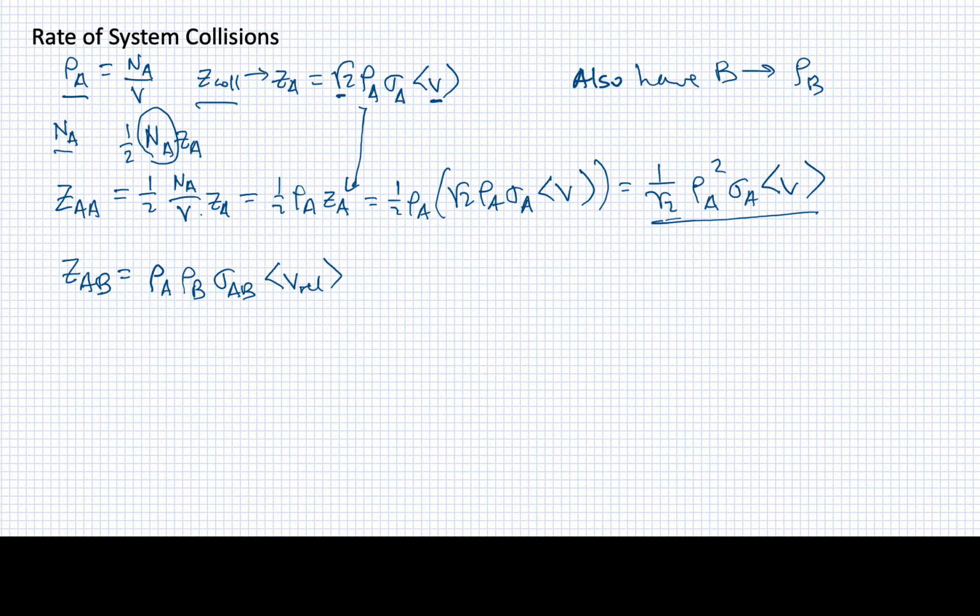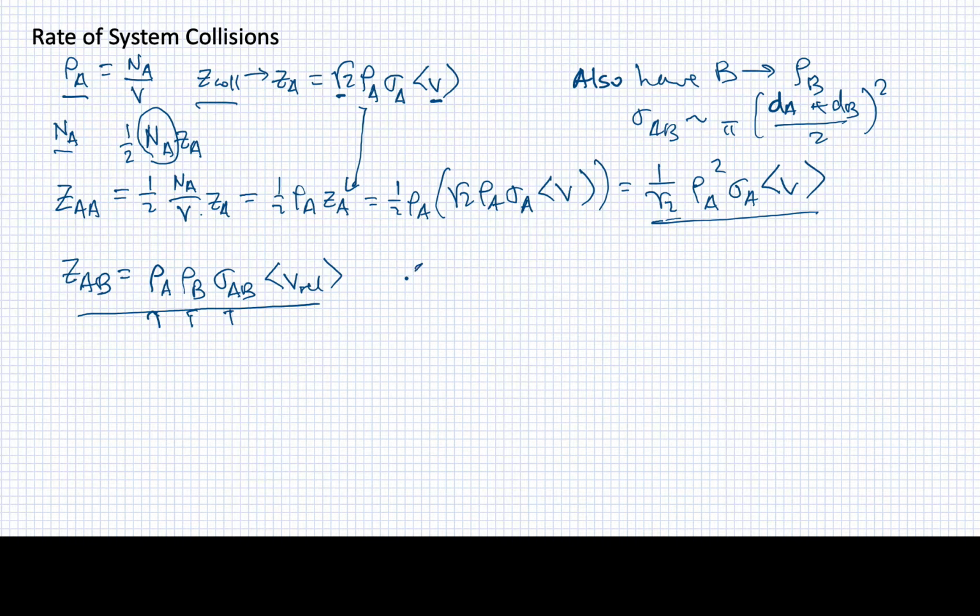So I'll have an expression that looks something like this, and this is an expression that I hope makes a lot of sense. It's going to be related to the number density of each of the molecules in our sample, and their cross-sectional area. This is just the area that they have to be within each other in order to have a collision. So you can think of sigma AB as being on the order of pi times the average of their diameters squared. It won't necessarily be exactly that, but it could be something like that.